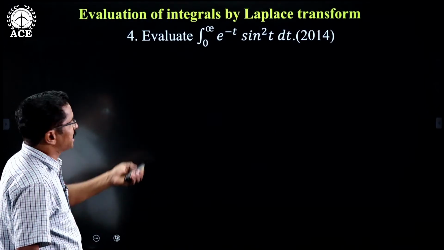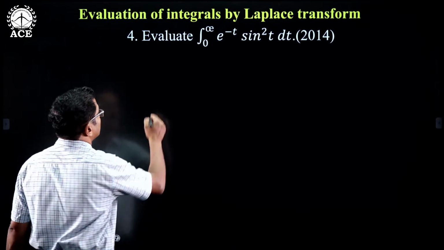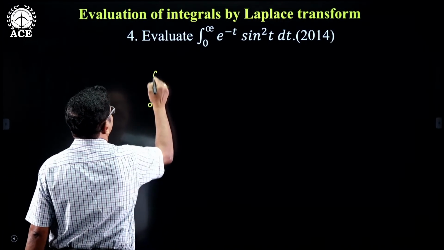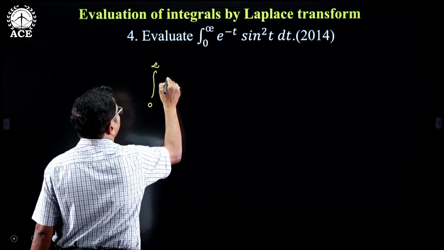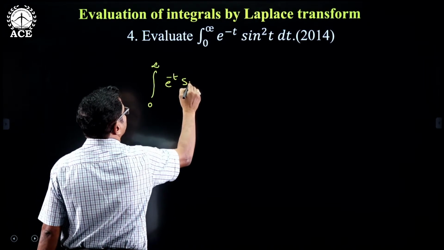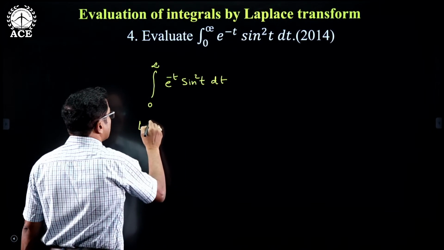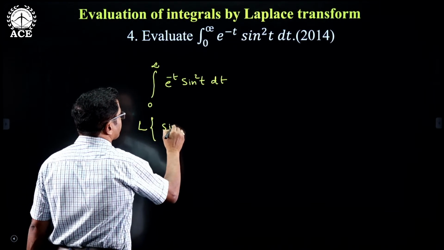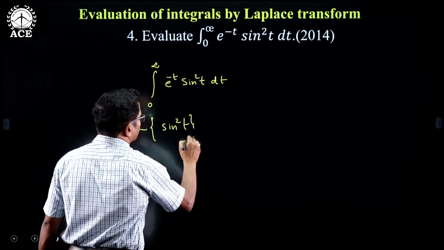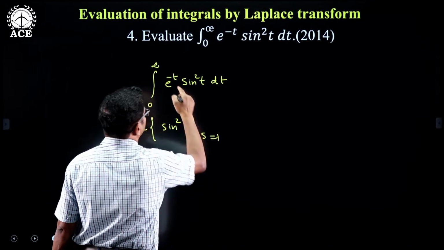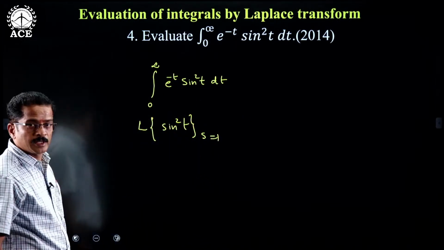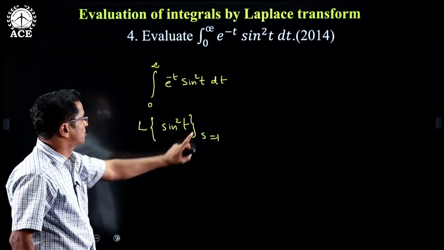So here, e power minus t sin square t. Integration 0 to infinity e power minus t sin square t. So we can write this as L of sin square t, where s is equal to 1. In the place of s we have 1, e power minus st.